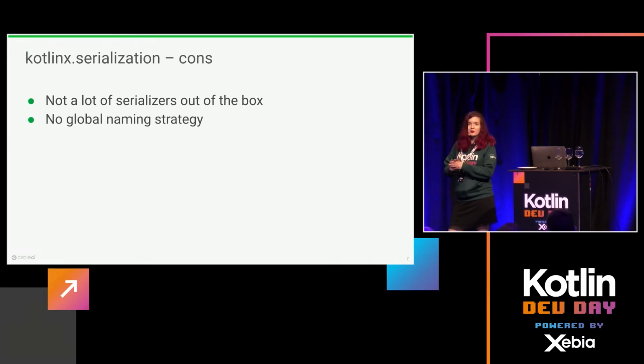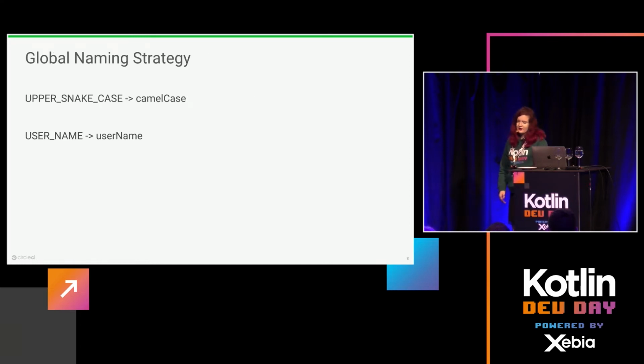And the most important thing for this talk was the lack of a global naming strategy setup in Kotlinx Serialization. So what exactly is a global naming strategy? In every language, you have some convention. How do you name variables? For example, on this slide, you can see 2 options: uppercase, when the words are glued via underscore, or camel case, when everything is lowercase except for new words.